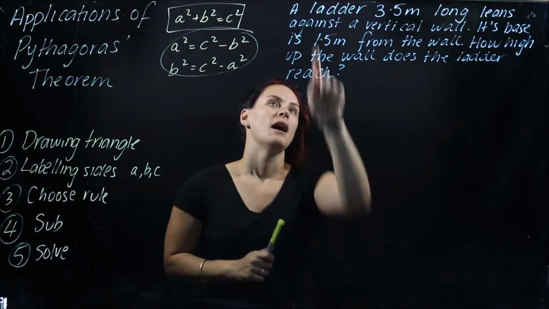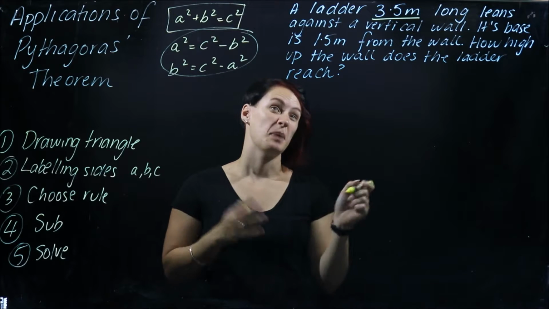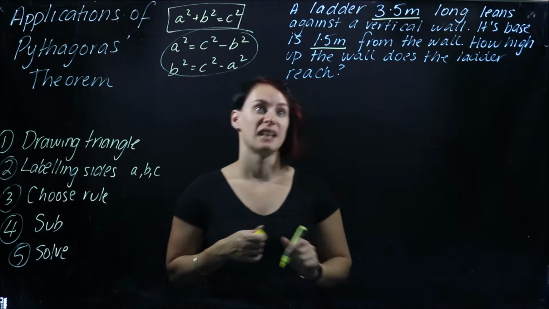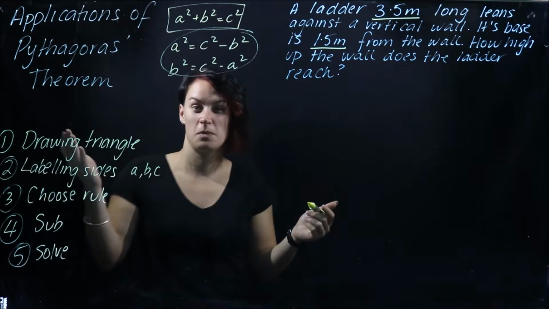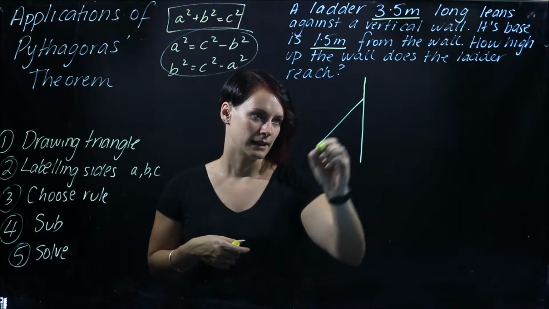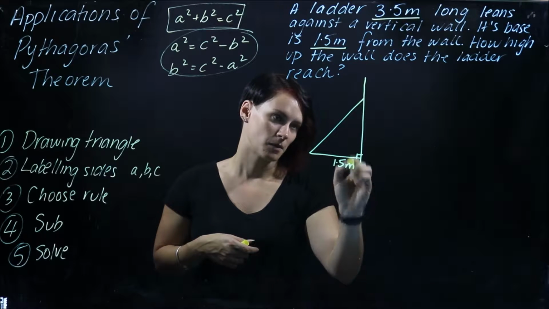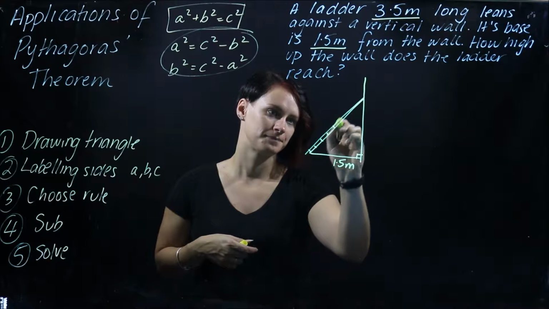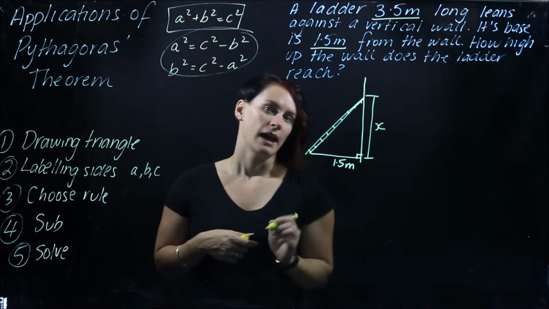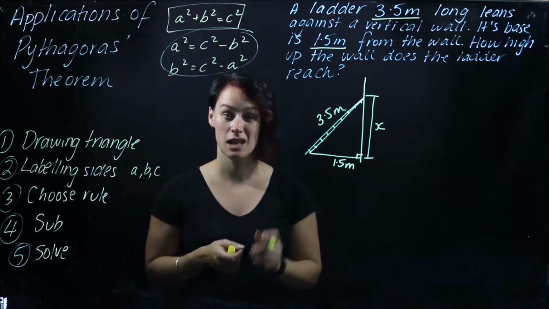All right, our problem. A ladder 3.5 meters long leans against a vertical wall. Its base is 1.5 meters from the wall. How high up the wall does the ladder reach? Okay, so let's draw. Firstly, we have to draw a bit of a picture before we can get to our triangle. So this is our wall, and this is our ladder leaning up against the wall. Its base is 1.5 meters from the wall, right, remembering that this part is our ladder. We are trying to find out how high up the wall it reaches. We don't know. And we do know that the ladder is 3.5 meters long. Okay, so we have some information there that we can go with.